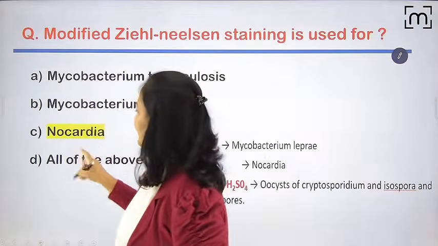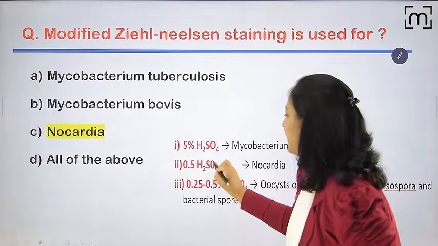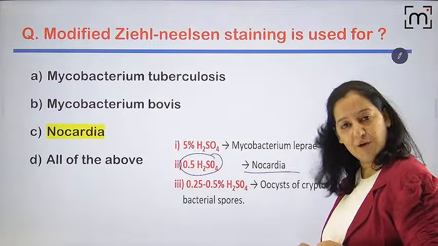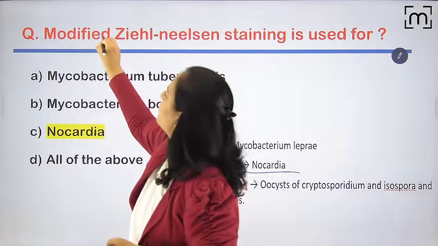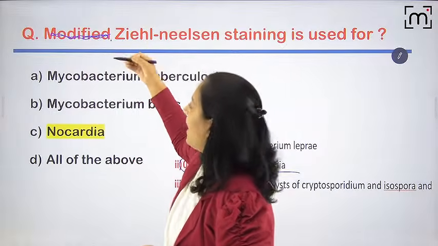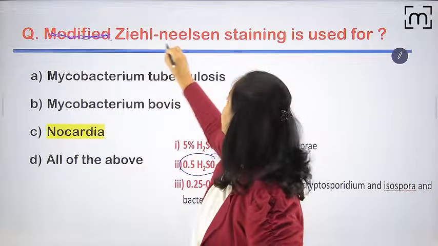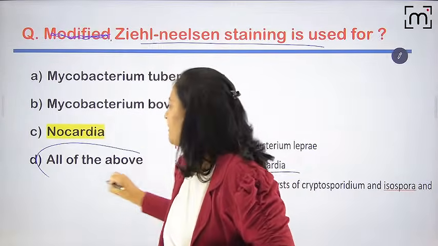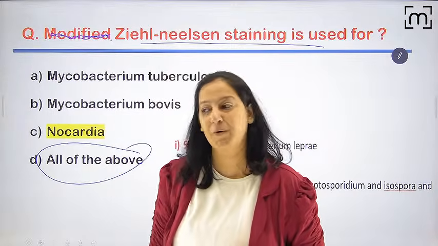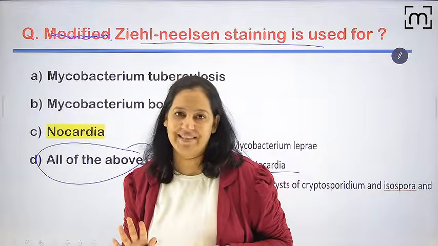If I remove, so the correct answer here is Nocardia. You can appreciate 0.5 to 1% in the Nocardia. Got it? If I remove the word modified, and the remaining question is the same, Zn stain is used for, then the answer becomes all of them. Then the answer becomes all of the above. So you have to mind your question in that case.